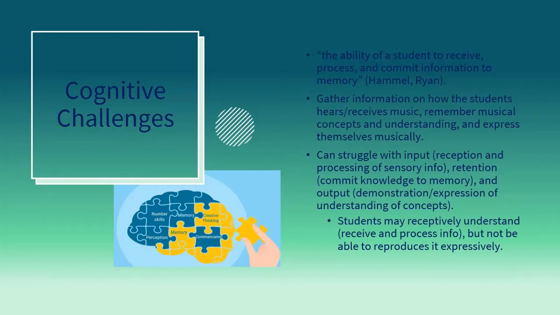Students can struggle with input, which is reception and processing of sensory information. They can have problems with retention, which is committing knowledge to memory, and then output, which is the demonstration and expression of understanding of concepts. Some of these students may receptively understand, but they may not be able to process it and reproduce it expressively.